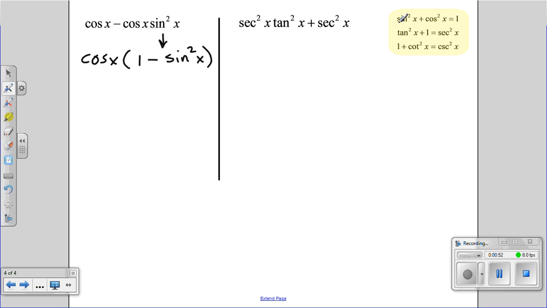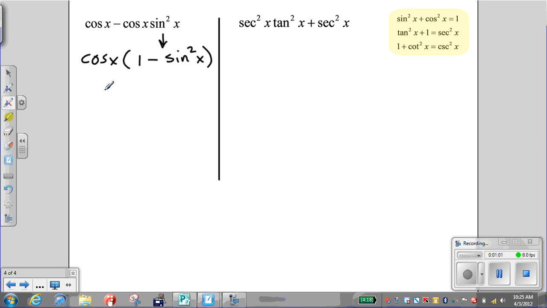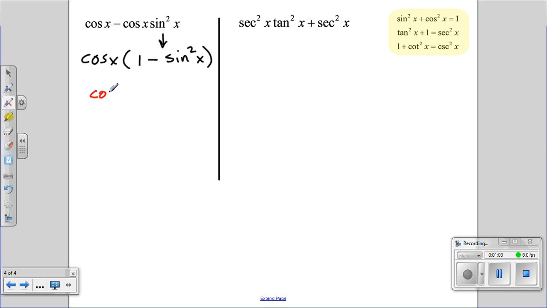So what I'm going to do is look over here at the three Pythagorean identities. The first one is sine squared plus cosine squared equals 1. How can I make this statement look like this up here? Well, to do that, I need to move the sine squared over to the other side. So you simply subtract it, and we get cosine squared x is equal to 1 minus sine squared. All I did was move it over to the other side by subtraction.